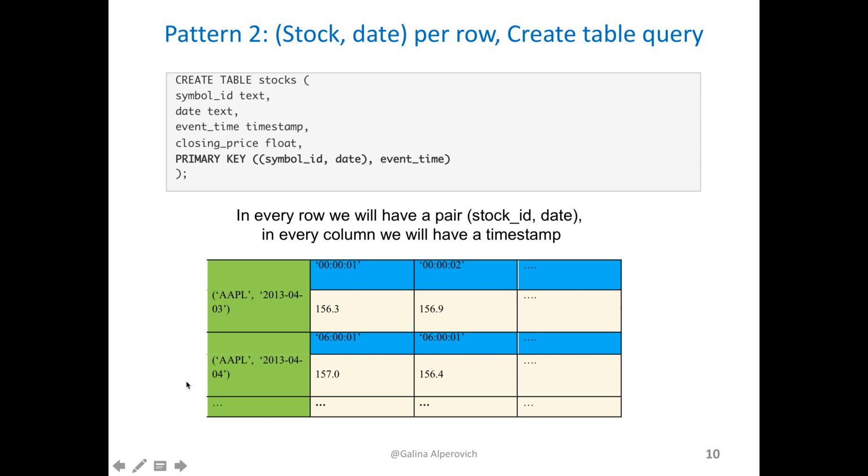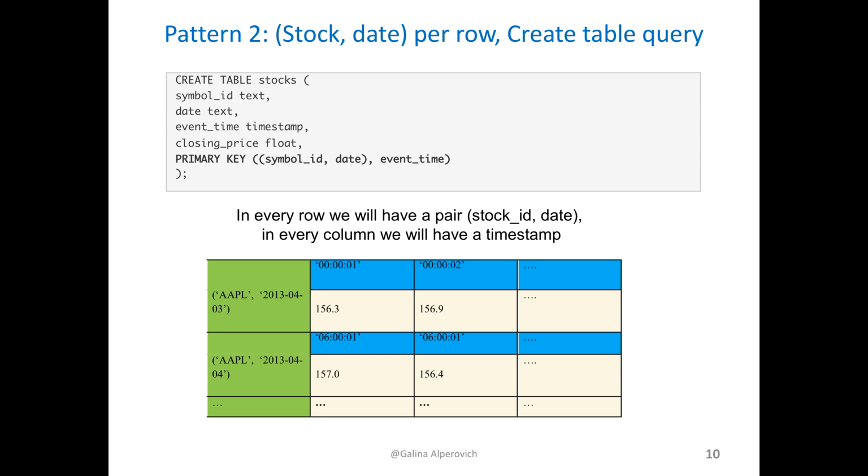To perform partitioning, we need to create an additional date column. For example, date. So we will create table stocks with 4 columns: symbol ID, date, event time, and closing price. And we will set the primary key in this way. We will add date to this part of the primary key. In this case, we will have a row for every pair of symbol ID and date. For example, Apple for this date, Apple for this date, and for every date we have columns of the time.